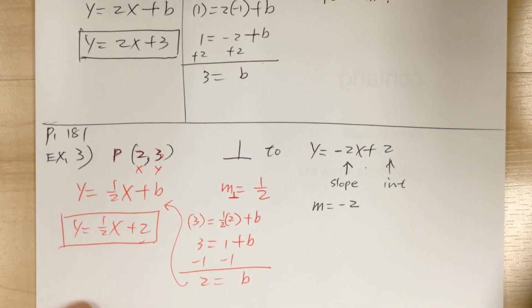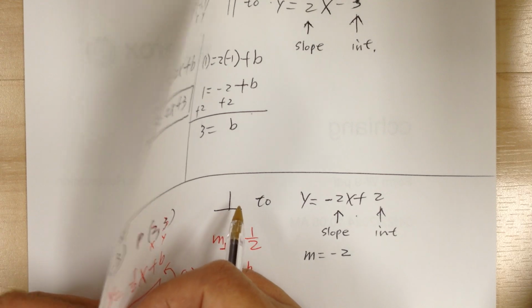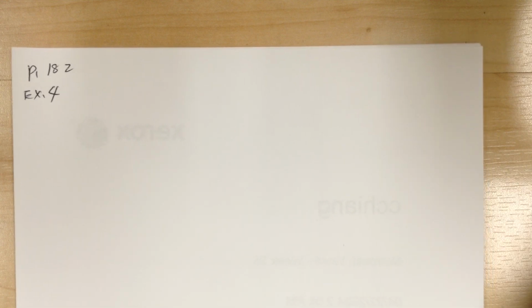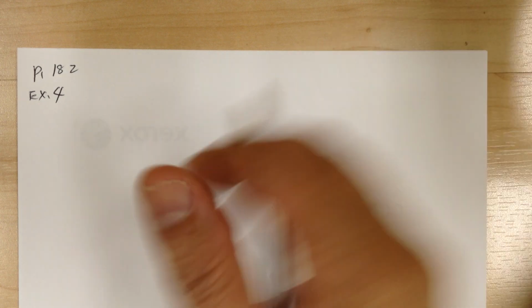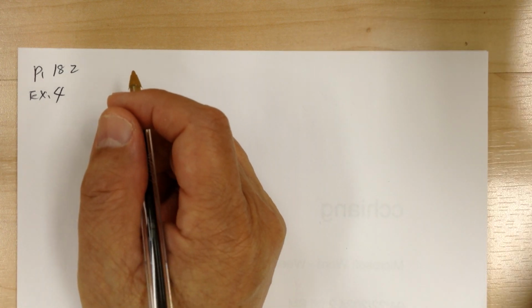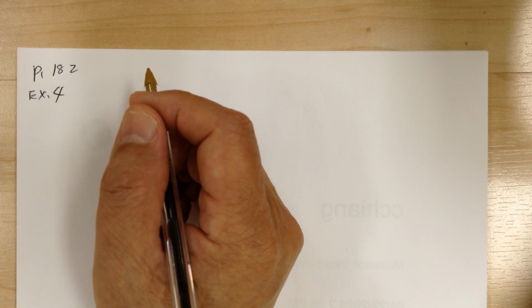Okay, let's go to example 4. When you're doing the problem, it's very important to write down all the information. Gym members: the graph models the total cost of joining a gym. Write the equation of the line, explaining the meaning of the slope and the y-intercept of the line.